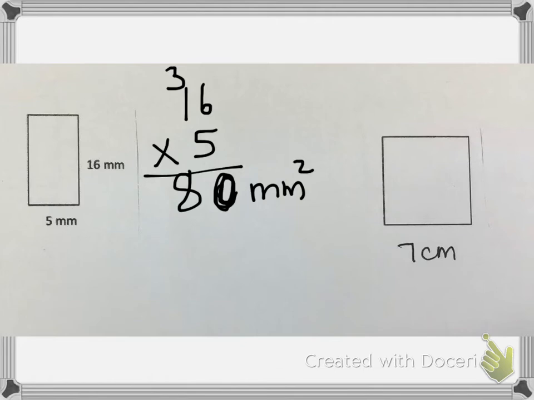Now our last one looks a little bit different. It's a square. So if we know that our length is 7, since it's a square, we know that our width has to be 7 as well, because in squares, the sides are all the same length. So 7 times 7 equals 49, and our label would be centimeters squared.